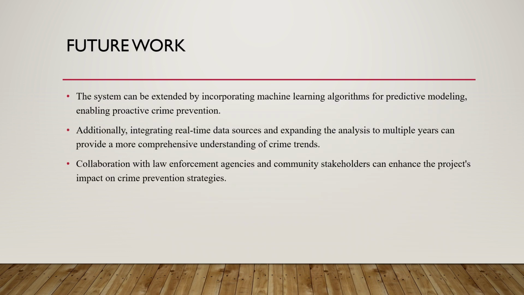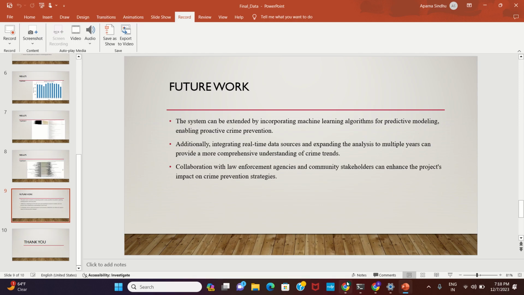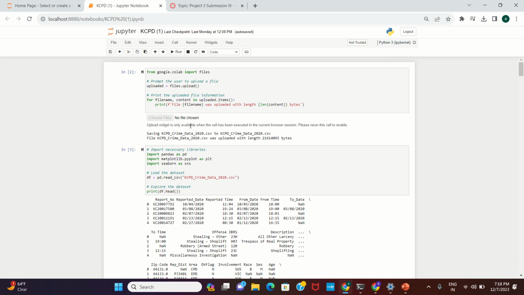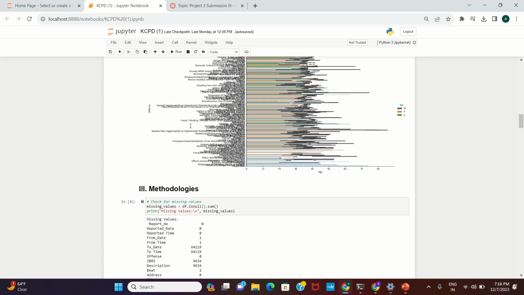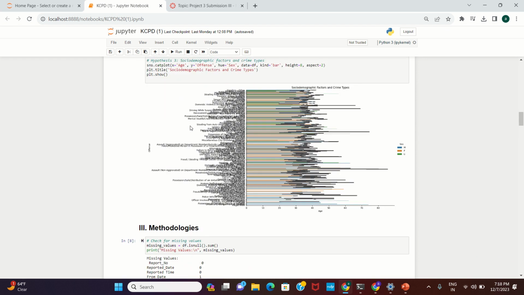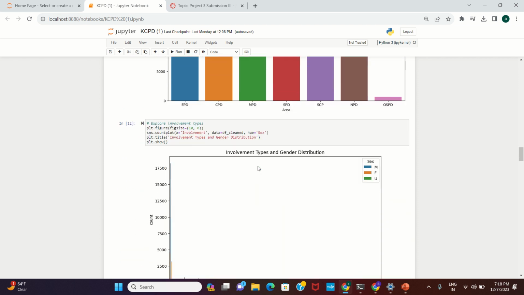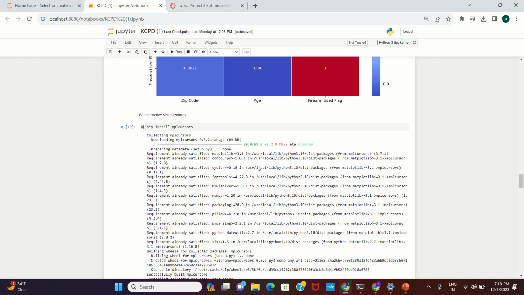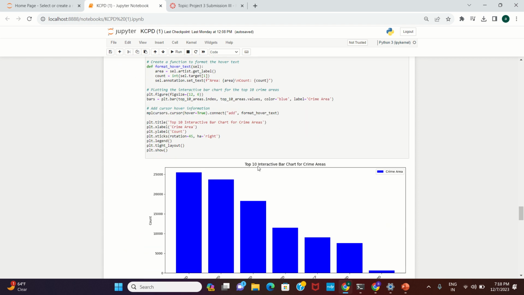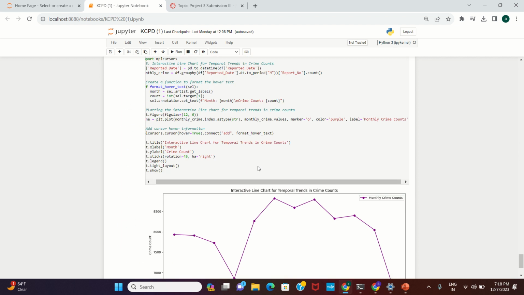Before talking about the future scope of the project, I would like to show the work which I have done in Jupyter Lab using the Python programming language. This is where I have created the visualizations for answering the hypotheses. And these are a couple of other interactive visualizations that help us understand the crime data better. I have used libraries like Matplotlib to plot all the needed data.